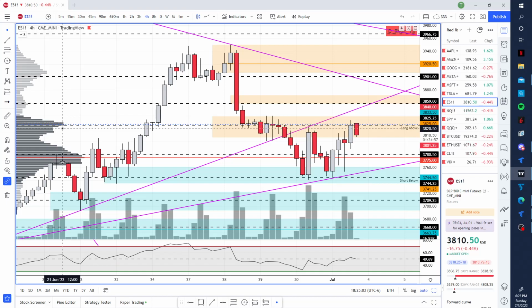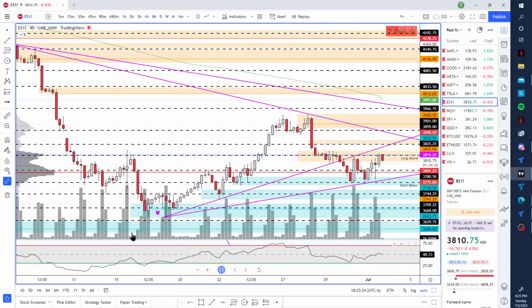I wouldn't take trades off it. I would just say, basically take them as zones. If we hold above here, then I would be looking to go long up into this area. So that's why right here I have long above this level and then short below this level.